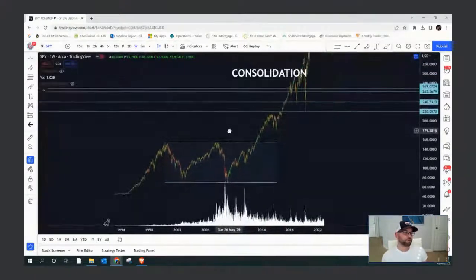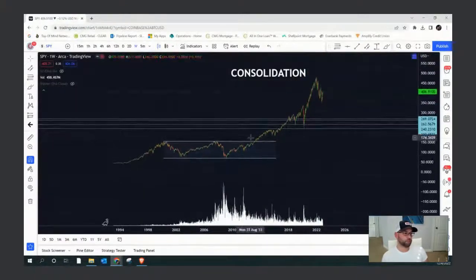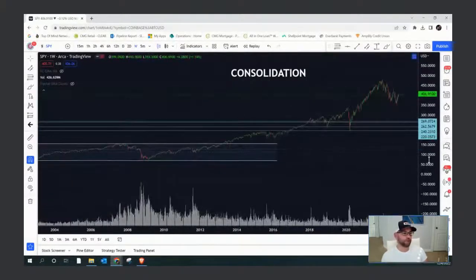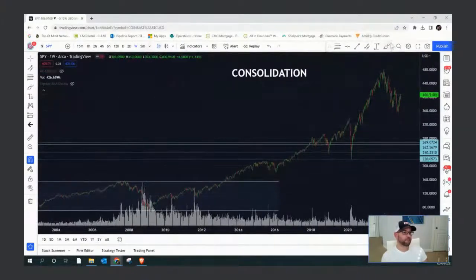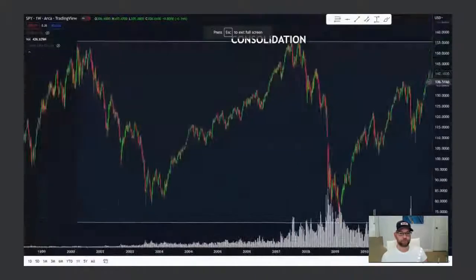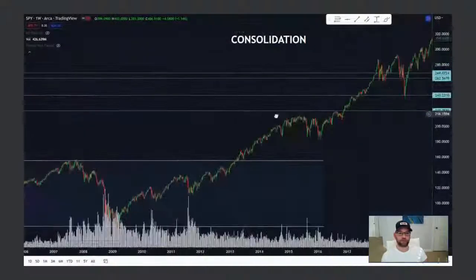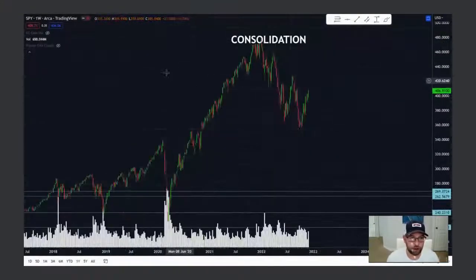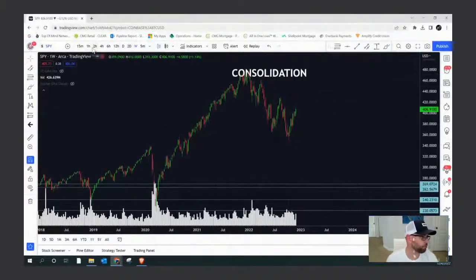Look what happened afterwards. Look at that powerful move. So that's where consolidations matter: the longer something spends consolidating, the more powerful that move is going to be. Long consolidation, big move out. But how I use consolidations is on a much lower time frame. Generally, I like to scalp trade, and we'll get into some of that in later episodes.